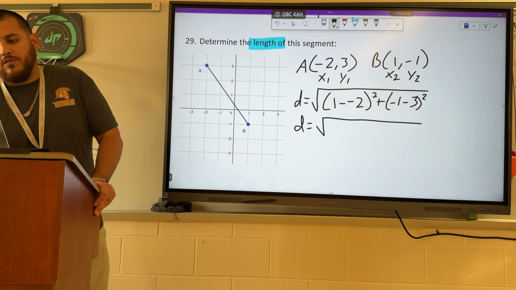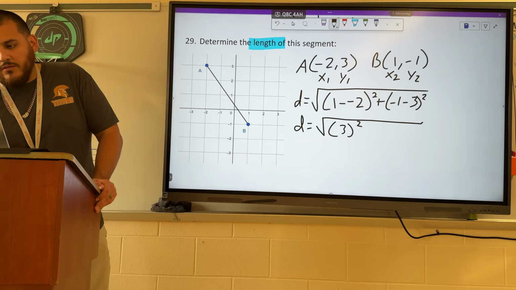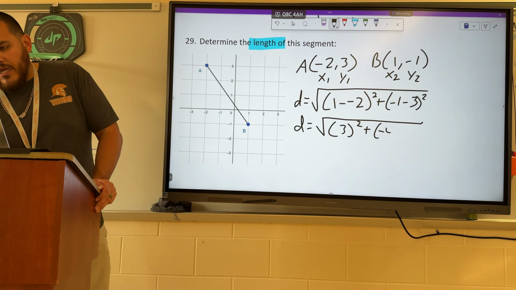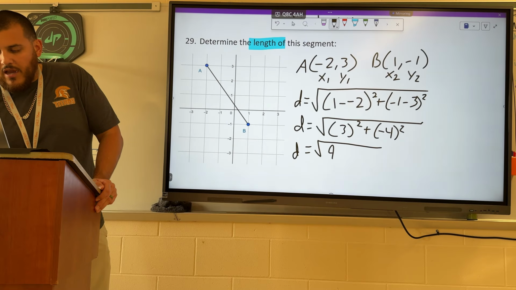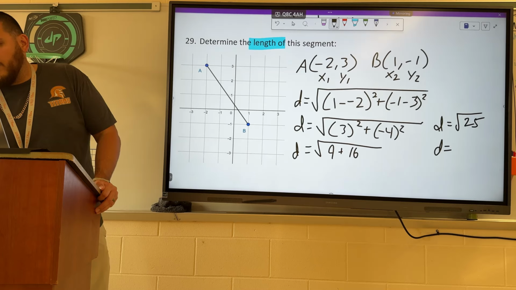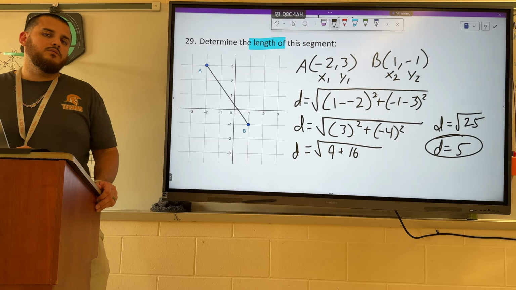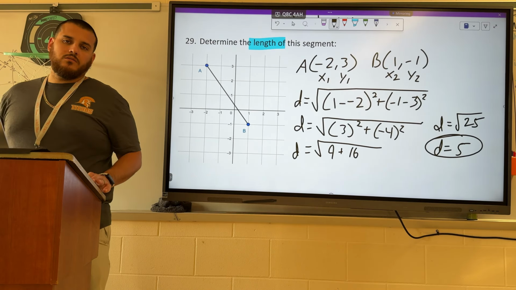And we're doing our algebra from there, order of operations. 1 minus negative 2 is positive 3. Negative 1 minus 3 is negative 4. When we square these values, 3 squared gives me 9, 4 squared gives me 16. We add those values together, we get the square root of 25, and in our calculator we can determine that that is a whole number, which is 5. So distance formula, very important.